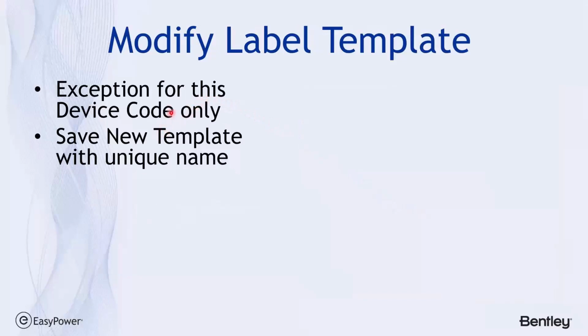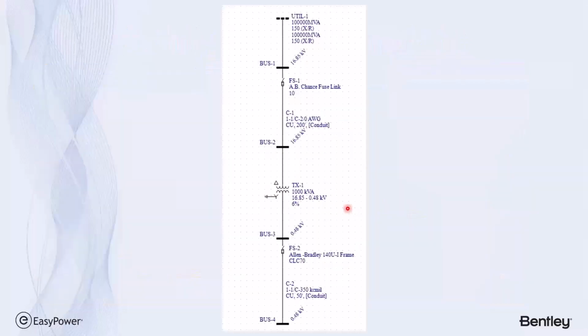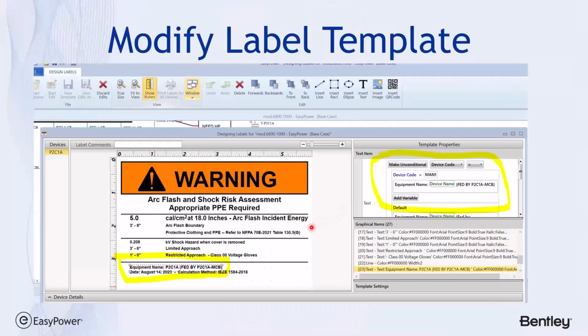And once you start making changes to the template, you want to save it with a new name so you don't spoil the template. And then I was able to put the equipment name in the fed by as the conditional setting, and then the default was what it is for normal buses. Any other questions on that?